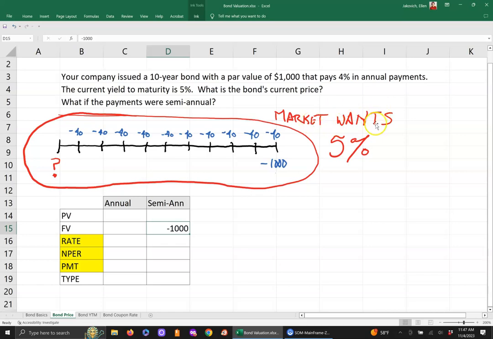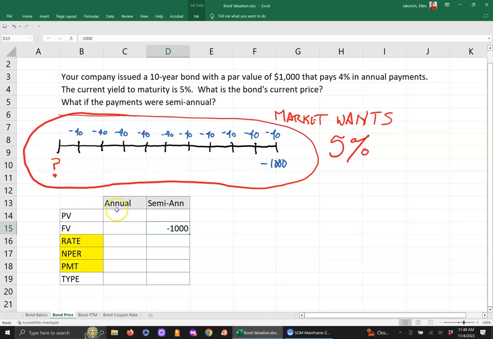The market wants 5%. Now, thinking back to what I just showed you, if the market is saying, give me 5%, and your bond is paying 4%, what's going to happen to the price of the bond? Are you going to get all of par value or face value? I don't think so. Your bond looks shabby to people who want 5% and you're giving 4%. Yours looks pretty nasty. So they're not going to give you $1,000. So you can expect that the price will be less than $1,000 before you even work the problem.